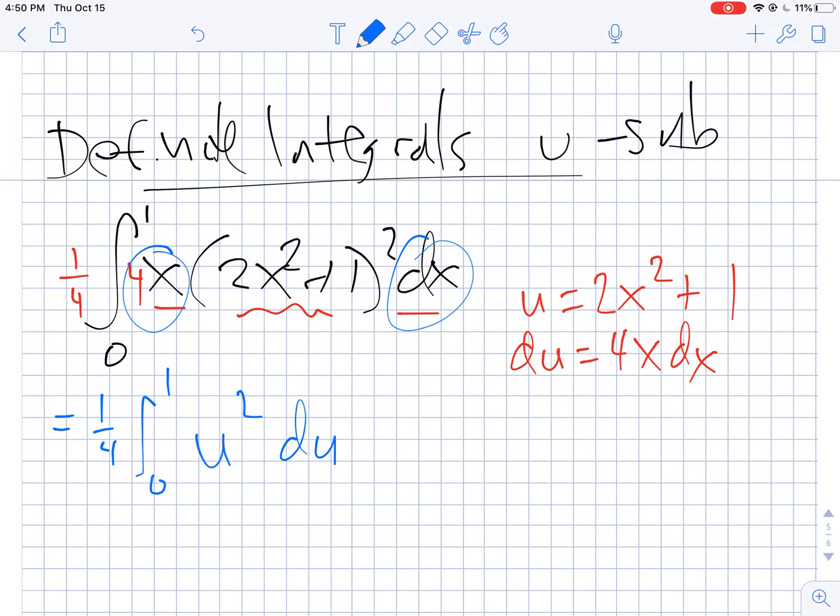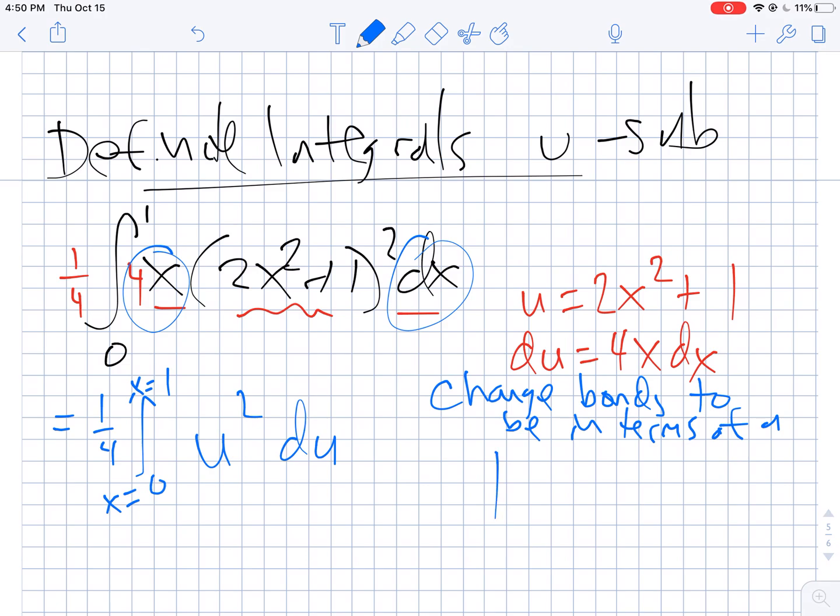But there's an issue here, right? And there's a big issue, actually, because these bounds are in terms of x. That's not cool. If I have an integral in terms of u, but the bounds are in terms of x, that's going to cause problems. So what I need to do with a definite integral is change the bounds to be in terms of u. And the way I do this is I just write a little table.